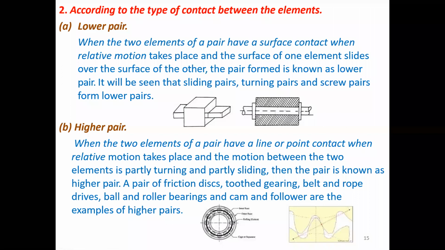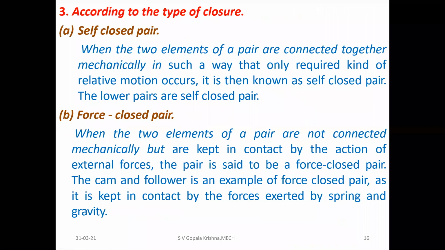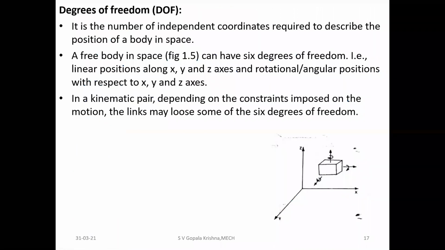And the third type is the type of closure. There are two types: self closed pair and force closed pair. Okay, those are the classification of our kinematic pairs.